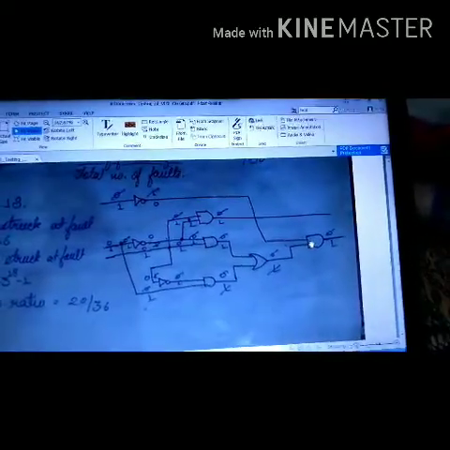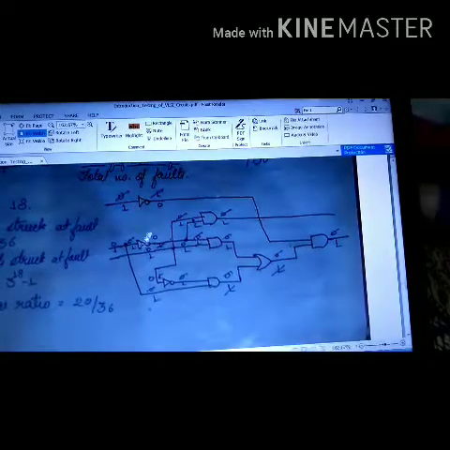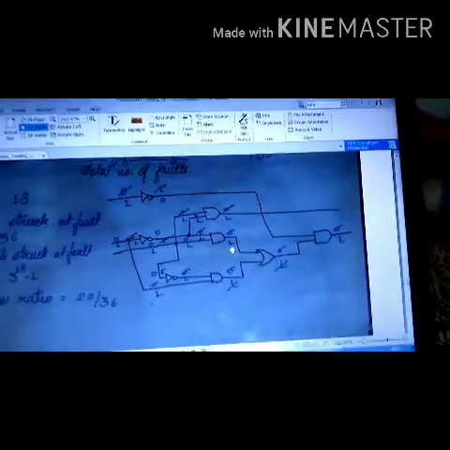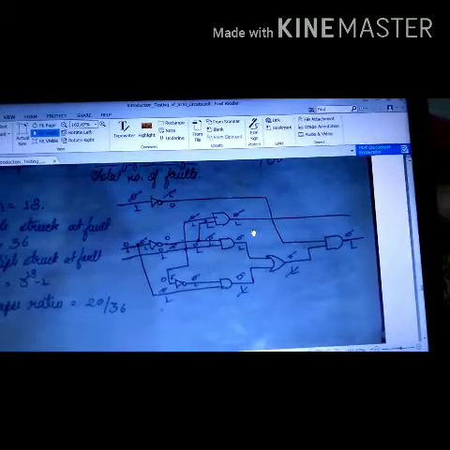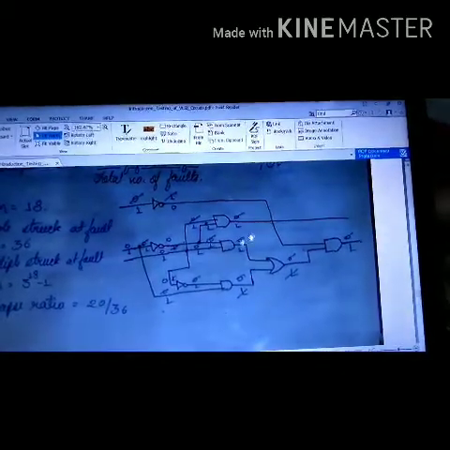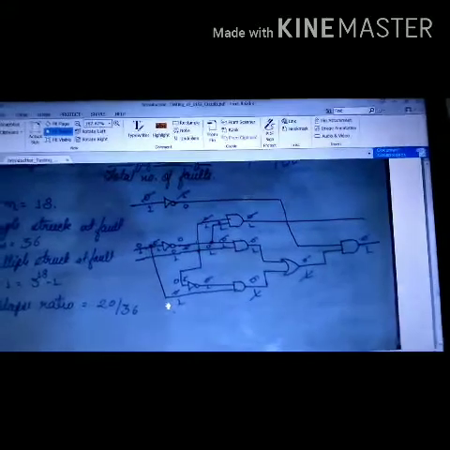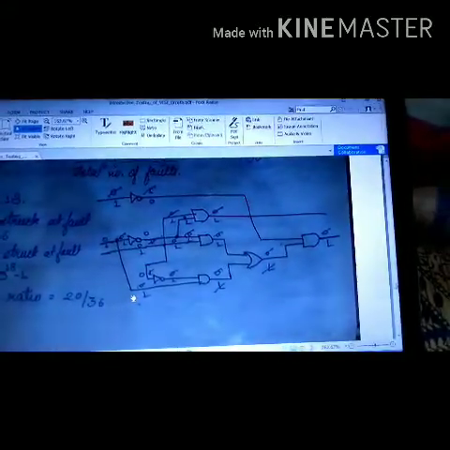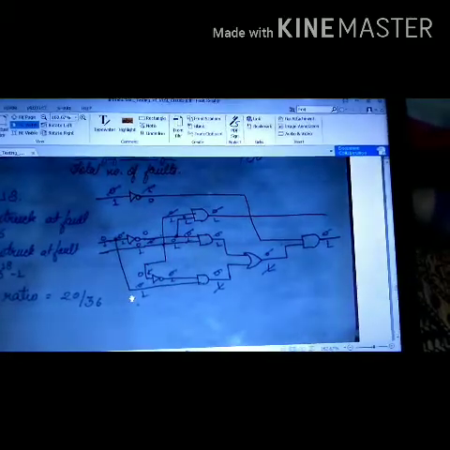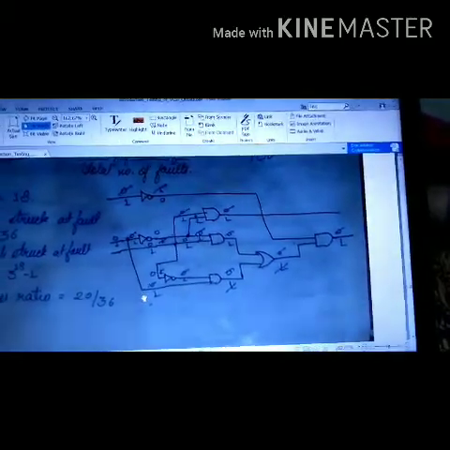But just by calculating the number of gates, you cannot find out the collapse ratio. You have to check whether individual stuck at faults are getting calculated, and you have to show it, otherwise you will not get your marks. So this is just a shortcut method to check, but you do have to show how many stuck at faults are getting cancelled and at what place which stuck at fault is getting cancelled with which one. This is all for the present lecture.